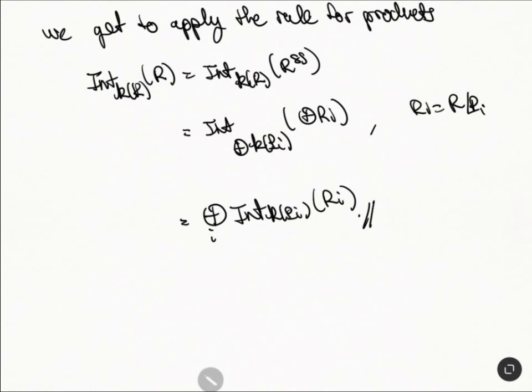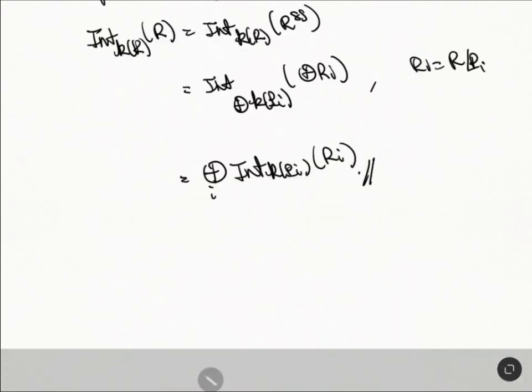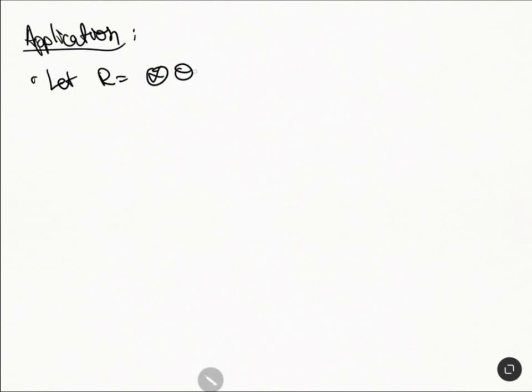Okay, so now we're ready for the application. So here's our application. We're going to let R be this tensor product of the O_{K_i}, i equal to 1 up to m. Okay, it's reduced, as we showed before.